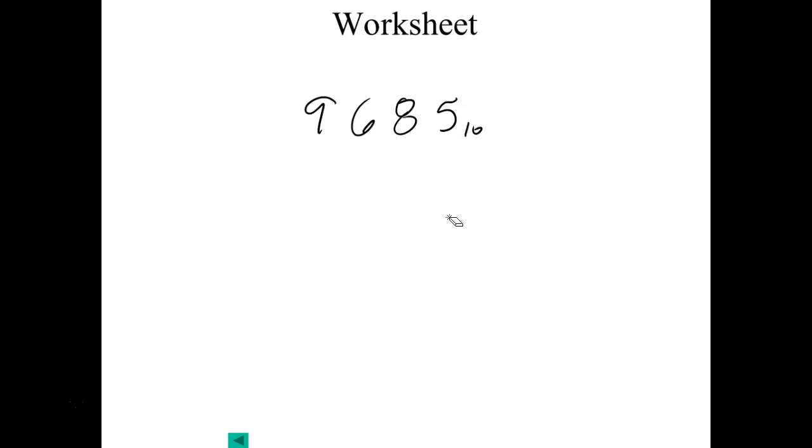128, 256, 512, 1024, 2048, 4096, right? 8192. And then I would subtract the ones. Okay. That is the way I would go from this decimal number to binary.